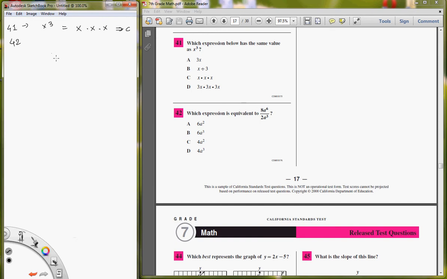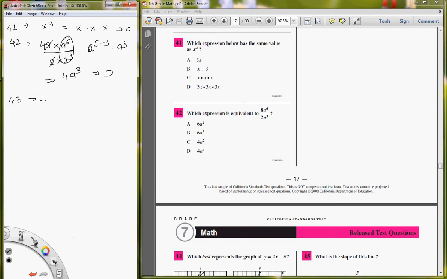Question 42: which expression is equivalent to 8a raised to 6 divided by 2a raised to 3? So what you can do here is divide: 8 divided by 2 will be 4, and this one will be a raised to 6 minus 3, so a raised to 3. So the final answer will be 4a raised to 3. Okay, and the answer will be D.